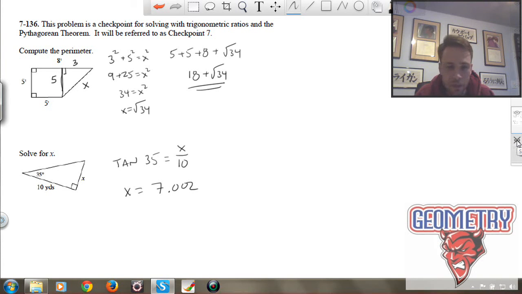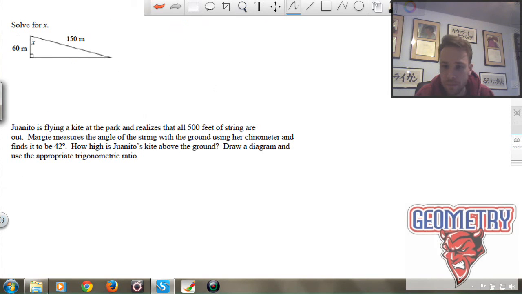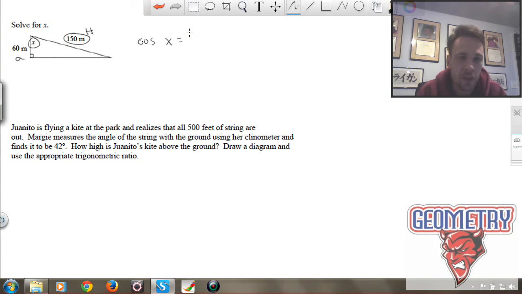Okay, on to the next set here. Okay, so second set here. This one also looks like a right triangle trig situation, except here we're solving for the angle. So there's our angle. It looks like 150 is the hypotenuse, 60 is the adjacent side, so adjacent and hypotenuse is cosine. So cosine of x equals the adjacent, 60, divided by the hypotenuse, 150.